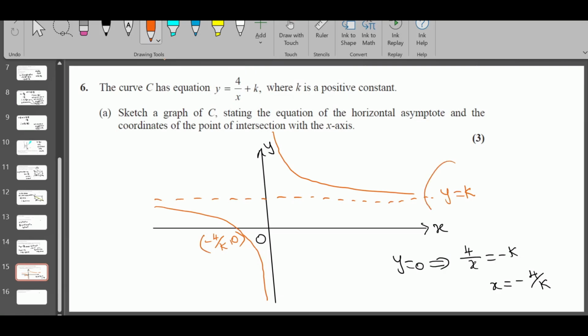You have to mention the equation of asymptote and this point. And you can label the graph also. y is equal to 4 over x plus k.